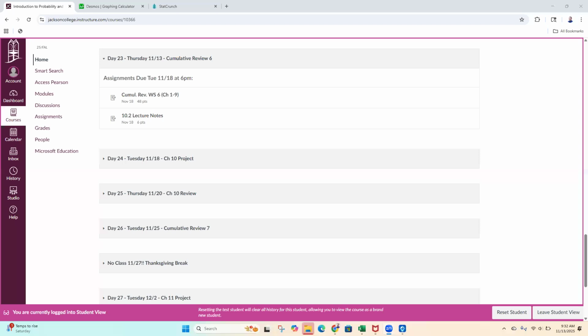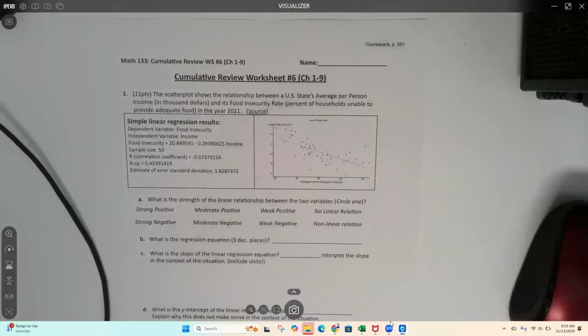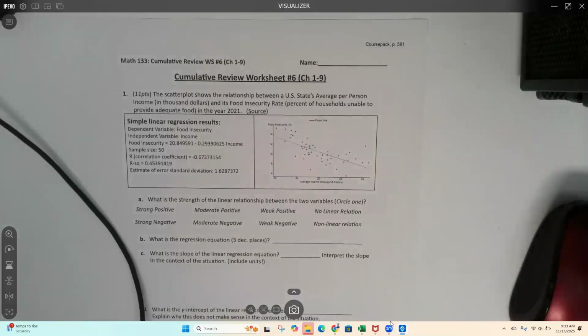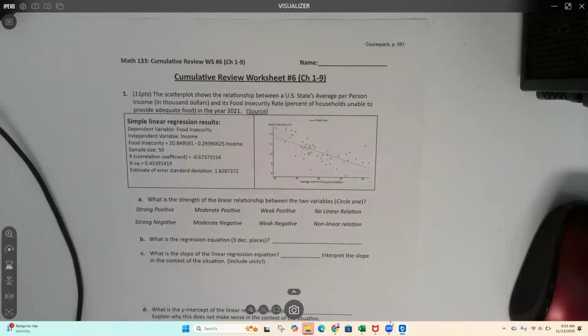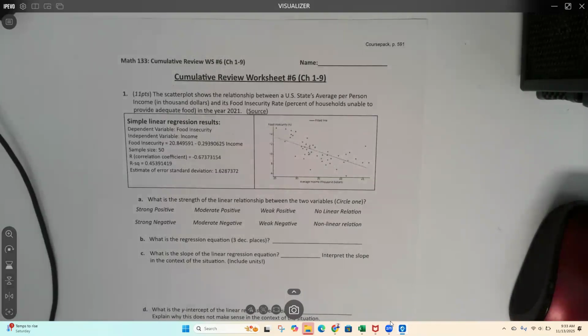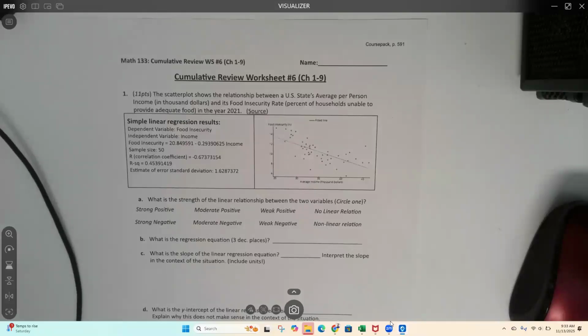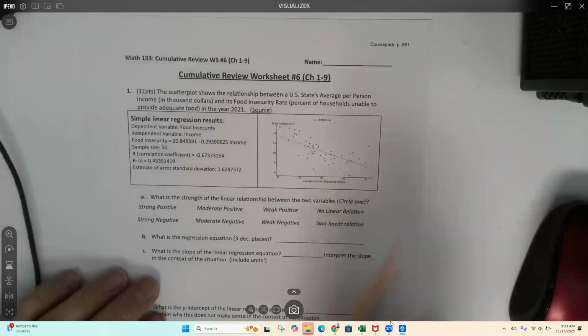So, anyway, today we're going to cover the cumulative review number 6, and that's going to start on page 591. Page 591. And it covers chapters 1 through 9. Next time when we meet, we'll start talking about chapter 10. I know we've already started talking about chapter 10 in Elaine's class and in the lecture notes. But in our class, we'll work on the chapter 10 project, where we'll look more into our Candy data. But for now, page 591, cumulative review.